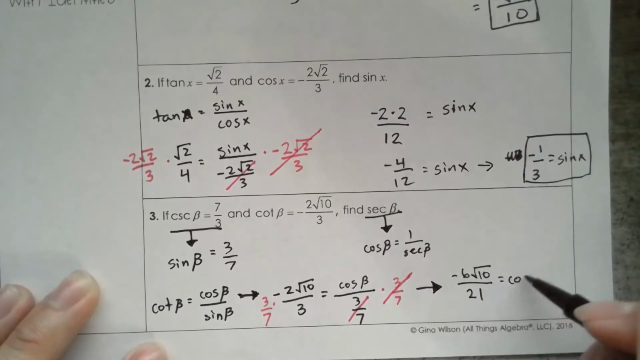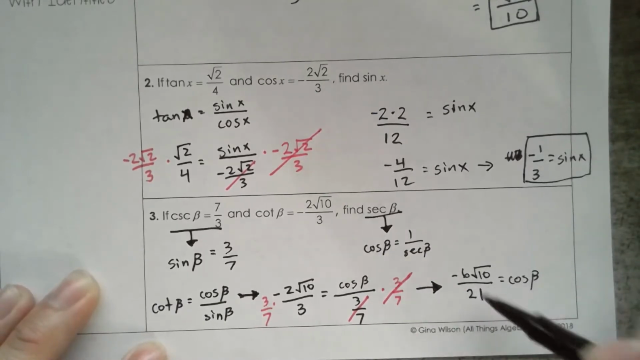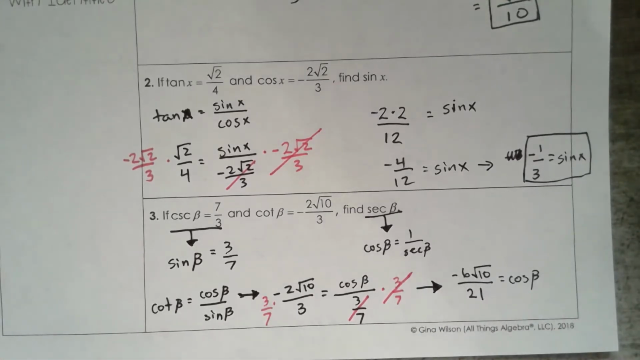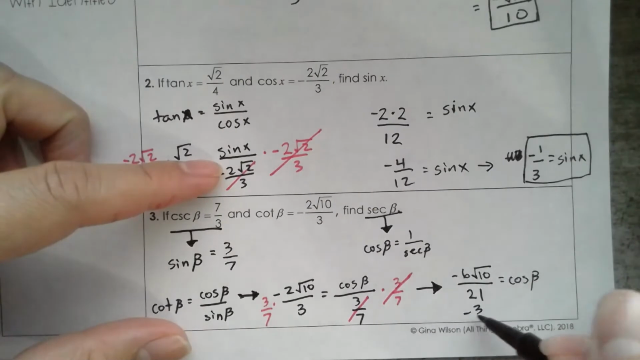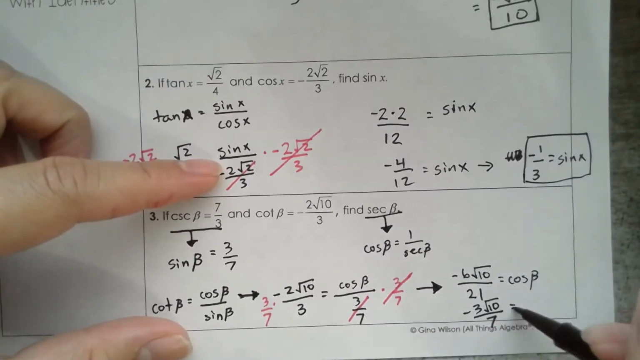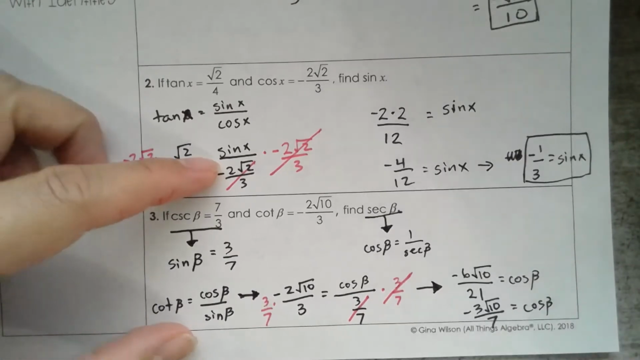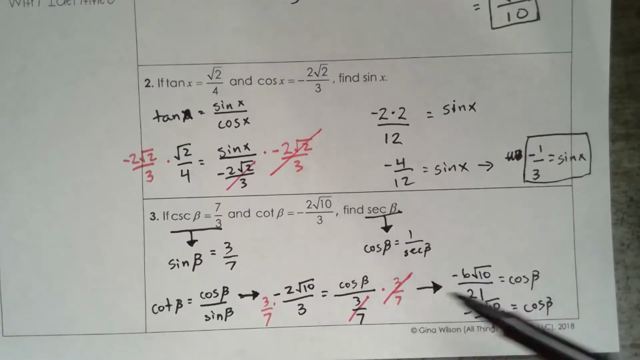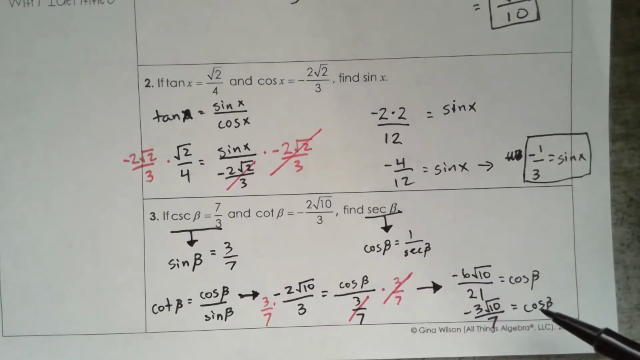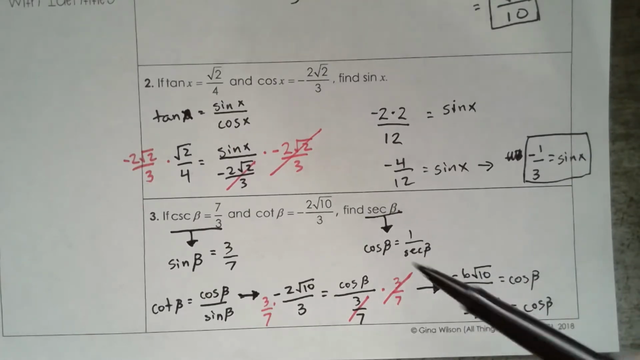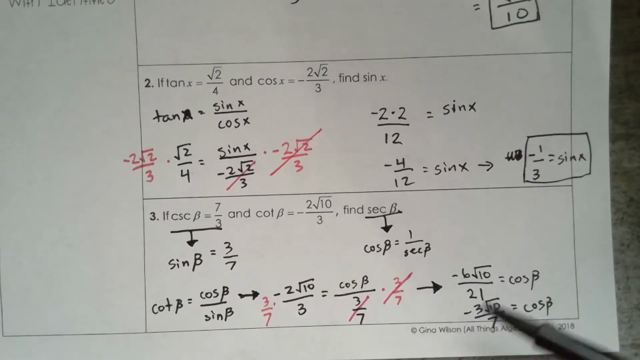These guys do simplify. Negative 6 over 21, 3 goes into both of them, so this will be negative 3 over 7. Square root 10 is still there. That's equal to cosine beta. Now, I want secant. I have cosine beta, so you don't even have to plug it in. You know it's the reciprocal. So take the reciprocal of this, and that gives you secant.